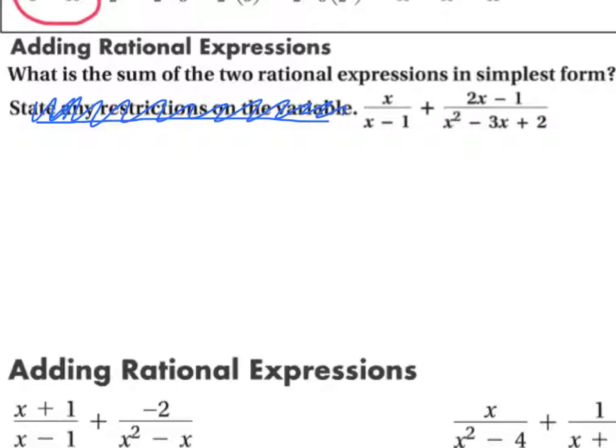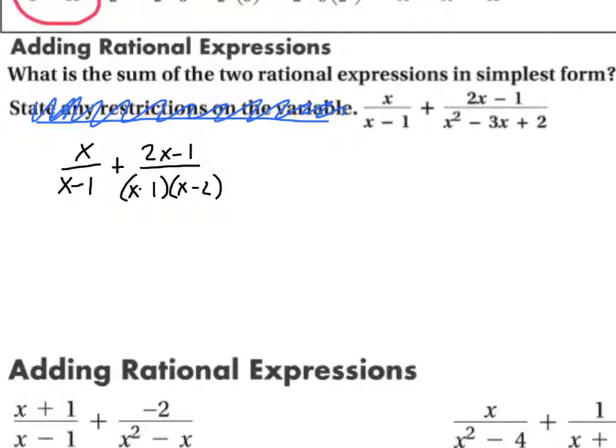Well, before we can add, we've got to go through and factor everything we can. So right now we have x over x minus 1, because we can't do anything with that fraction, plus 2x minus 1 over, well, now we have that trinomial. And again, we know that if a trinomial factors, it's going to factor into two binomials. We need two numbers that multiply to give us 2, but add to give you negative 3. So that will be x minus 1 and x minus 2.